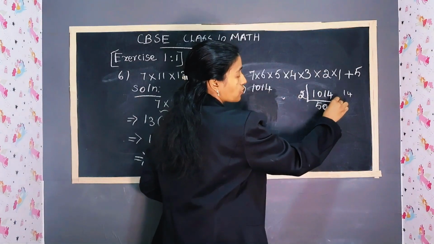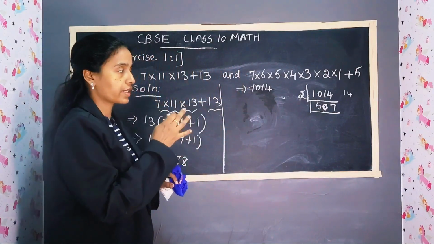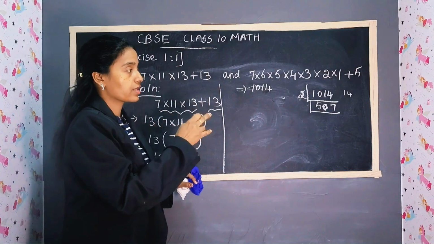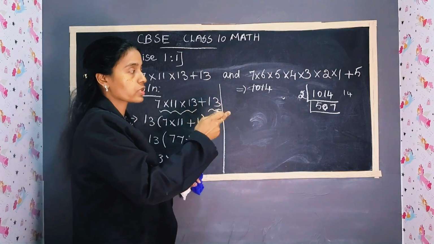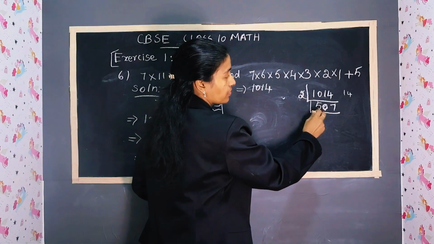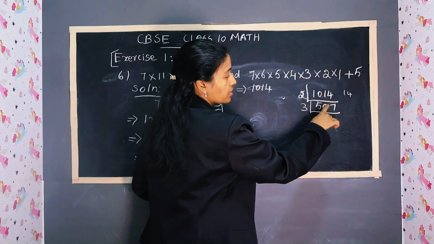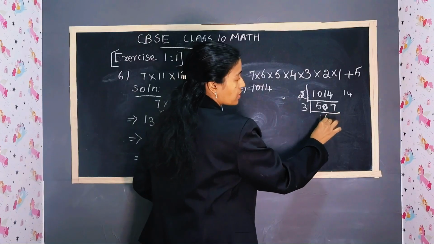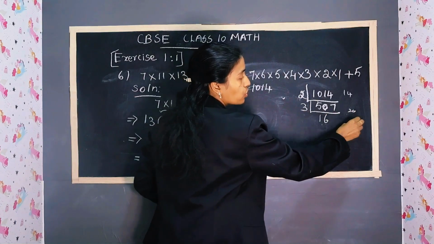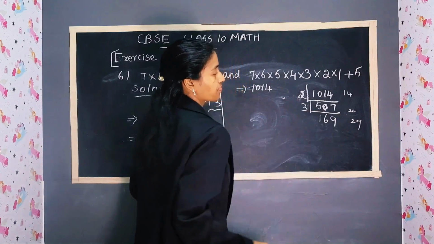7 2s are 14. Now I cannot take 2. Why? Because 507 will not get divided by 2 completely. So I can check with 3. If I am taking 3, is it possible? 1 3 is 3. Remaining 2 and 0. 6 3s, 2 and 0, 20, right? And 6 3s are 18. Remaining 2, then 27. I can take, right? 9 3s are 27, right?